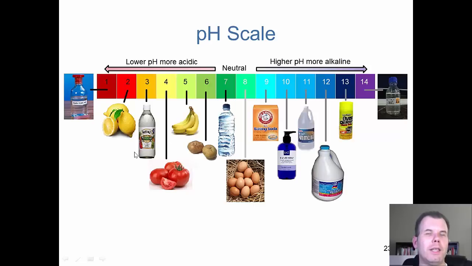A lot of times you eat these things and it tends to give you either heartburn or a painful stomach because of the acid that's associated with them. Okay, as you work your way up the scale to neutral, that turns into water. And then as you work your way up to 14, these are guys that have more OHs, less Hs. And so these, again, are going to be very caustic to your skin as well.